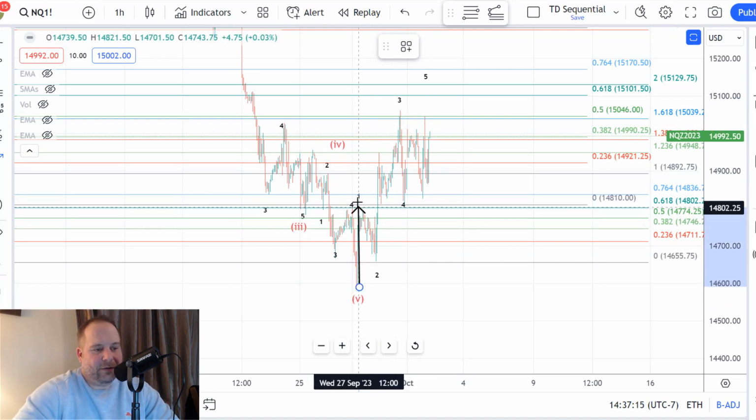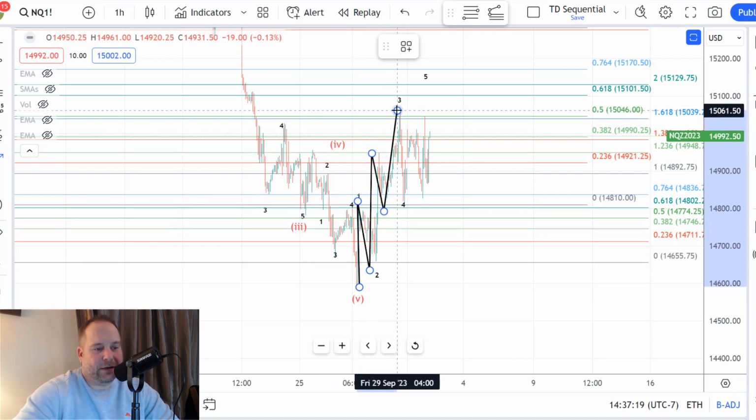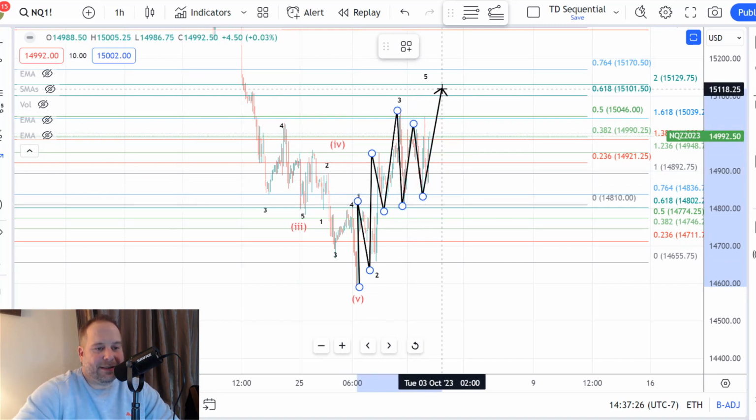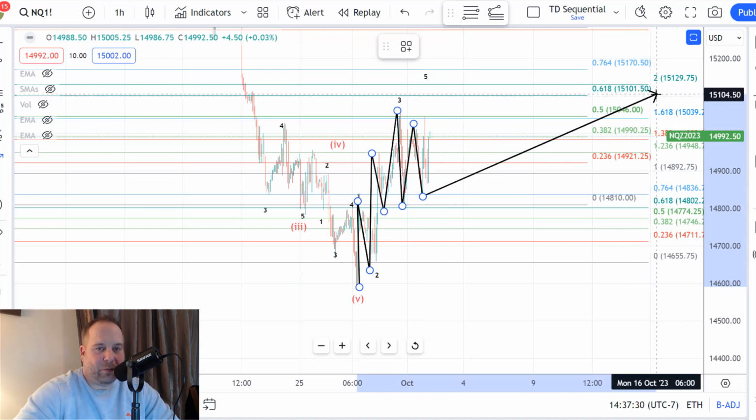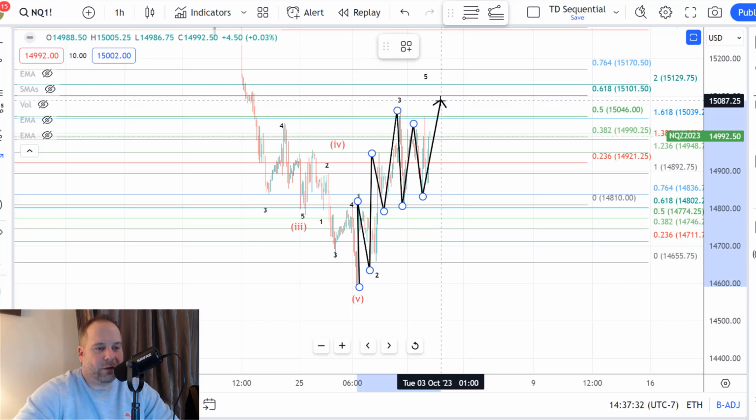But what we'd be looking at here is the potential for a diagonal to the upside. Now, if this is going to play out, this would be 1, 2, A, B, C for 3. And these are all A, B, C moves, guys. I'm just counting out the 3. 4 down, and then you'd look at A, B, and then C up for 5 toward this 15100 area, which would again be about that 1764 that we talked about over on the ES.